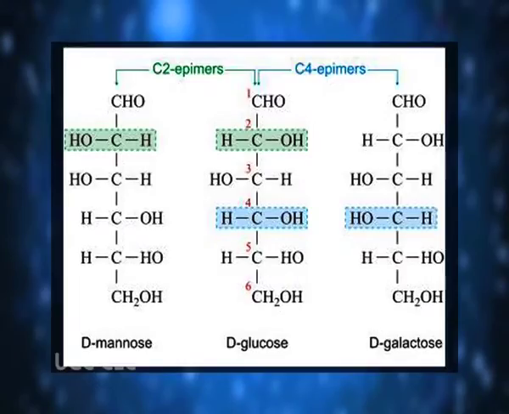enantiomers. Sugars that differ only by the configuration about one carbon atom are known as epimers of one another. Thus, D-glucose and D-mannose are epimers with respect to carbon 2, whereas D-glucose and D-galactose are epimers with respect to carbon 4.